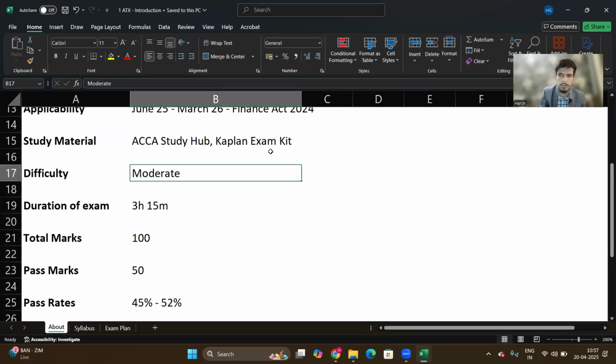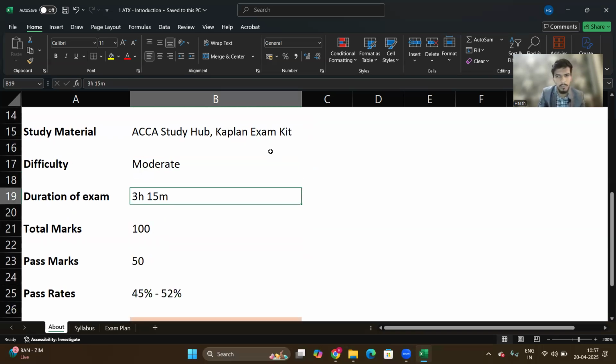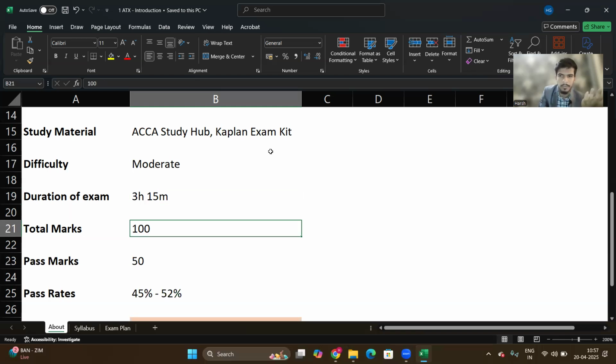Next is duration of examination. It is normally a 3 hours and 15 minutes examination. The total marks are 100, as you already know. You need 50 marks to pass it out. You need 50 marks to get a pass.